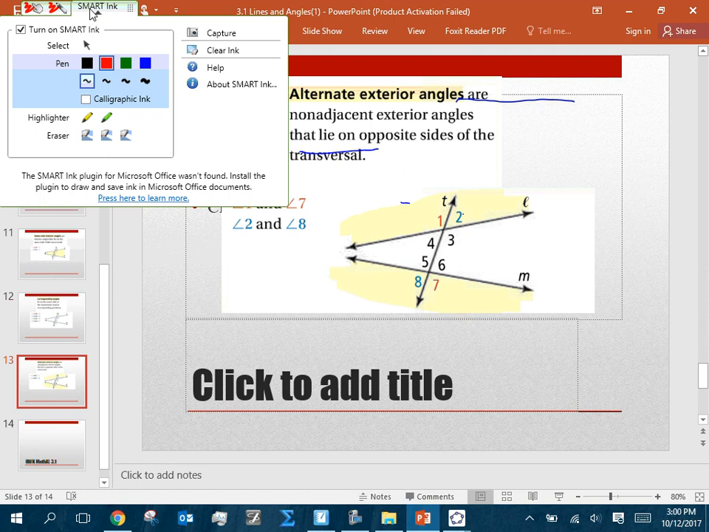Same side interior angles. It looks like my computer has totally frozen. Okay? So we should be okay to get through the rest of them. But 3 and 6 are same side interior angles.